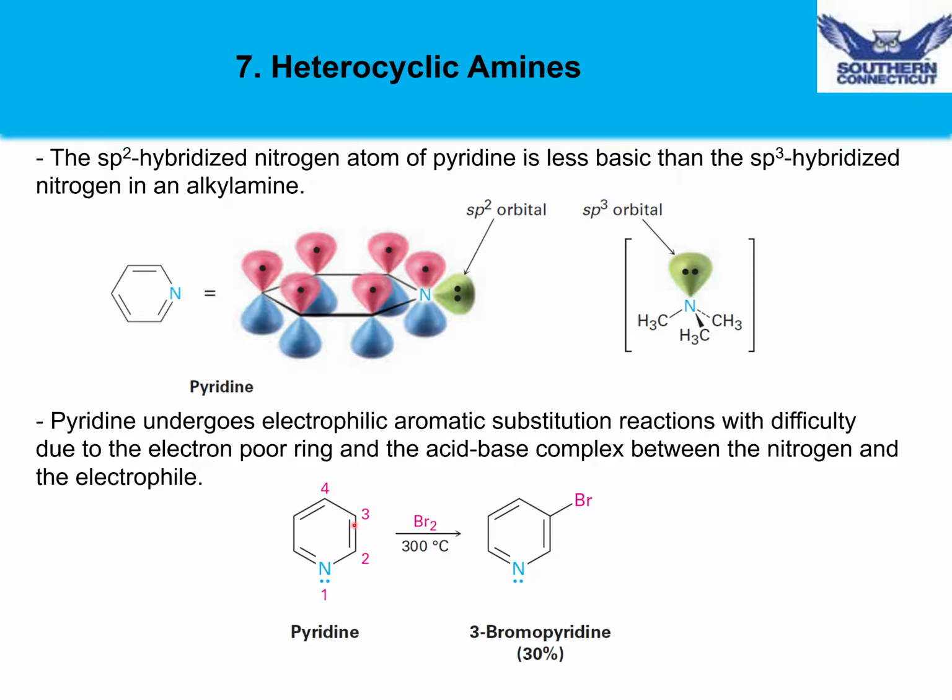Pyridine is considered an electron-poor aromatic ring compared to benzene, and pyrrole, as we mentioned before, is actually considered an electron-rich aromatic ring and reacts a lot faster than benzene and pyridine in electrophilic aromatic substitution reactions.